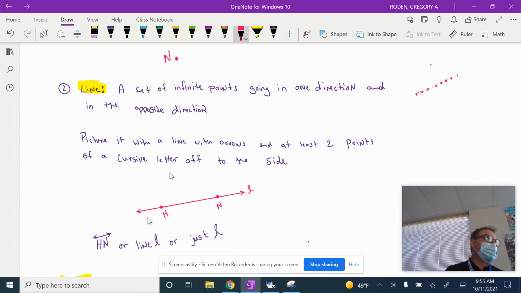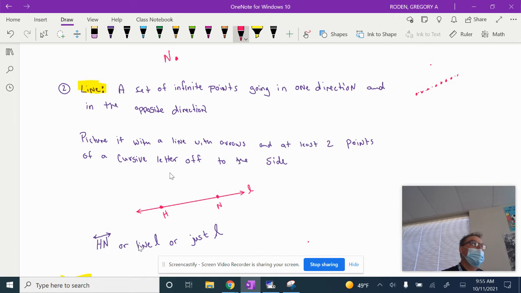We picture a line with arrows on the ends, and two points or a cursive letter off to the side. So there's two ways we're going to show lines in here. We can name a line with two points, like HN, and we can put arrows over the top of that name. Do you guys see that?